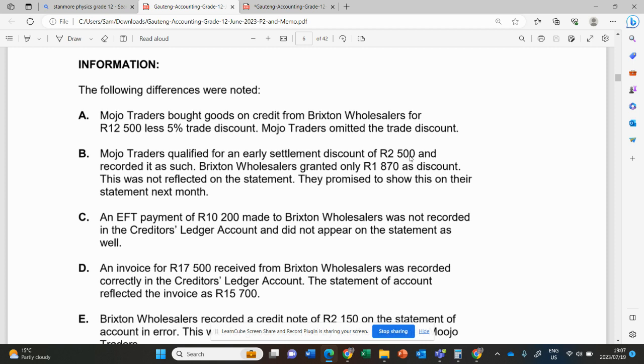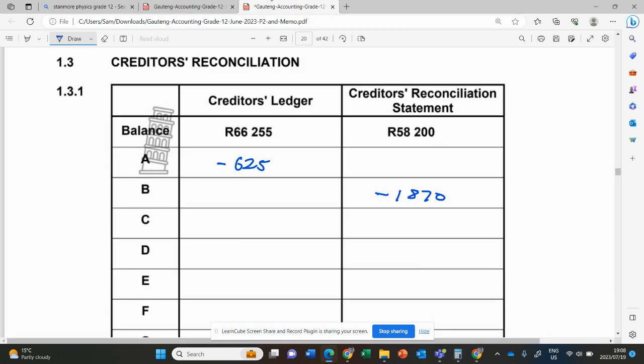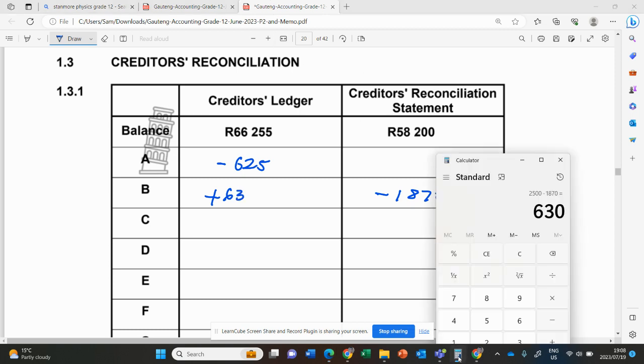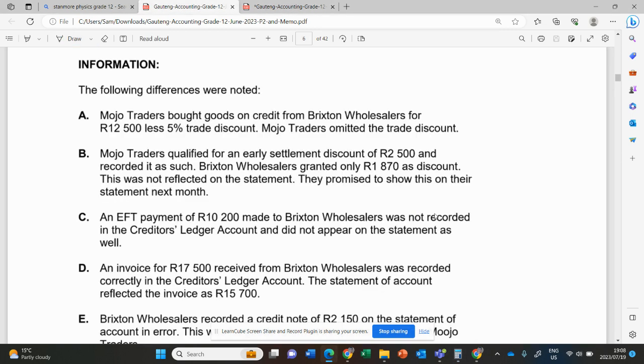Then what we did in the books, we recorded a discount of what? Of 2,500. It means we overstated the discount. We subtracted more. So it means we must add the difference. So now we're going to take the difference, 2,500 minus 1,870, which is 630. Then we're going to plug it here. We're going to add it back because we subtracted more. How much? 635 or 630? 630. Then cool.